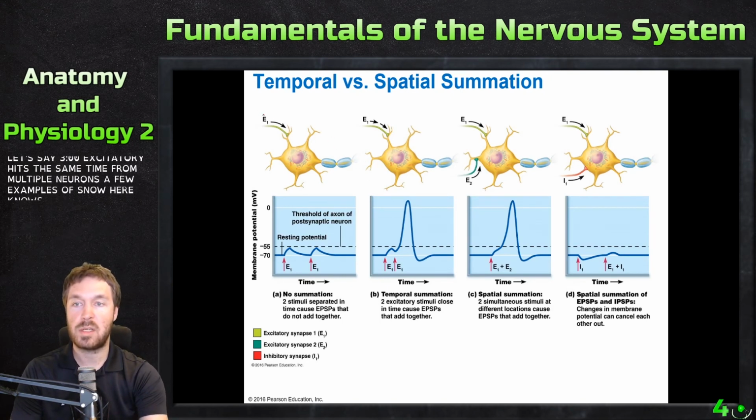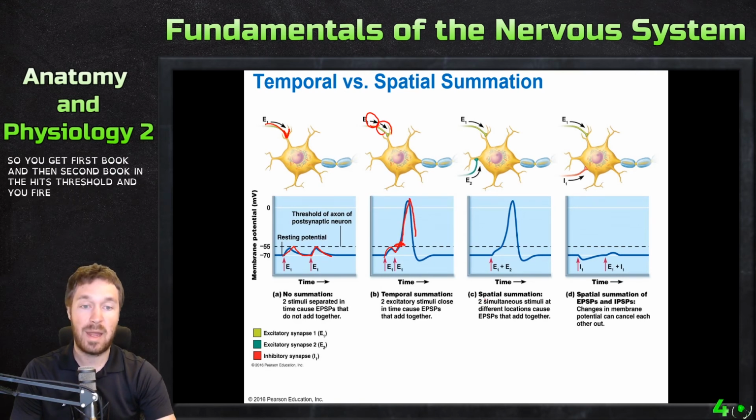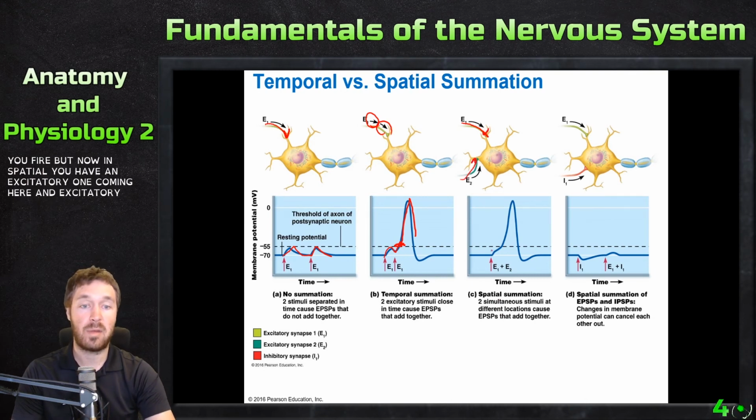So here, no summation: you have an excitatory input coming in, you just get a little boom, another, boom. But temporal, you get two. So you get first boom, and then second boom, and that hits threshold, and you fire. But now in spatial, you have an excitatory one coming here and an excitatory one coming here at the same time. So boom, boom, fires.